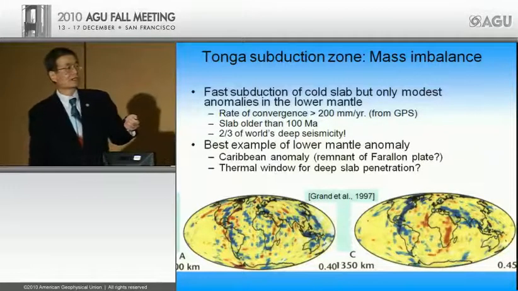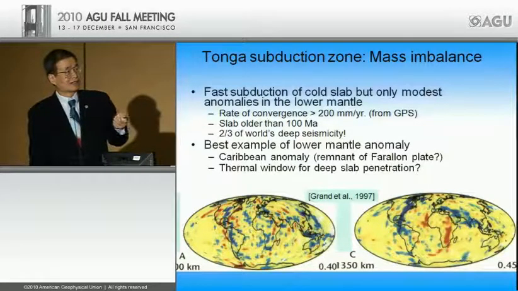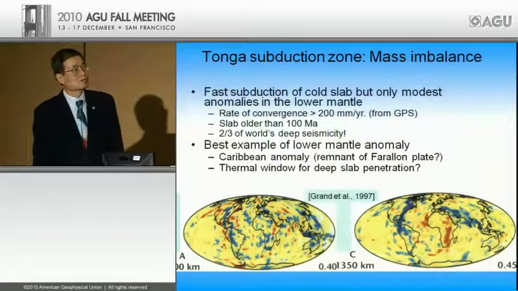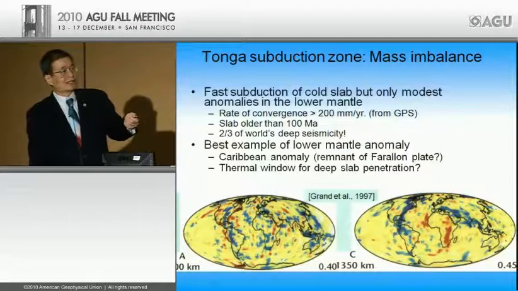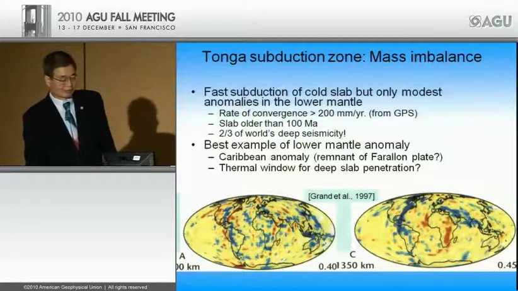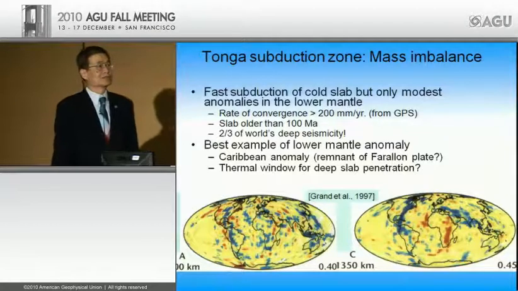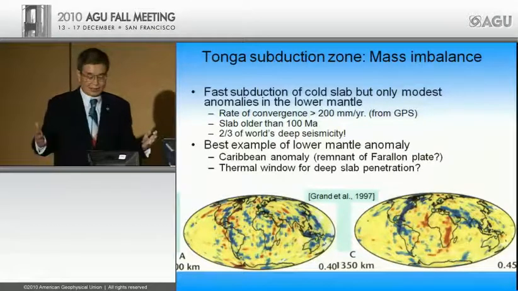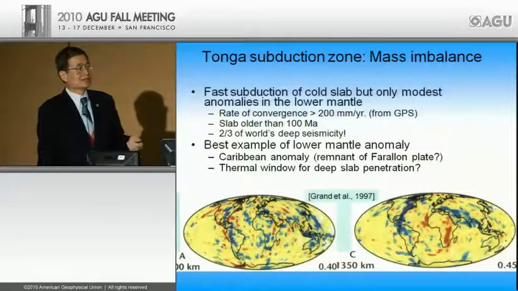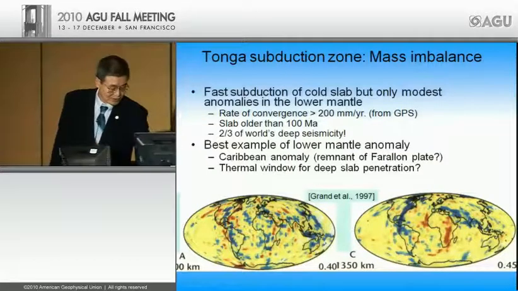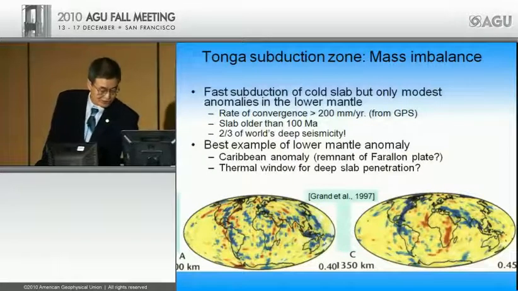Look at the tomographic results. This is a well-known paper by Steve Grand and colleagues. At 800 kilometers, Tonga is here and here. Well, you don't see much anomaly. Even at 1350, you don't see much either. So where is the slab? Now, the strong anomaly here, this blue band over here and here, is the so-called Caribbean anomaly. Presumably, it's associated with the subduction of the Farallon plate, which stopped about 25 million years ago. So something very intricate is going on in terms of the slab penetration into the lower mantle.